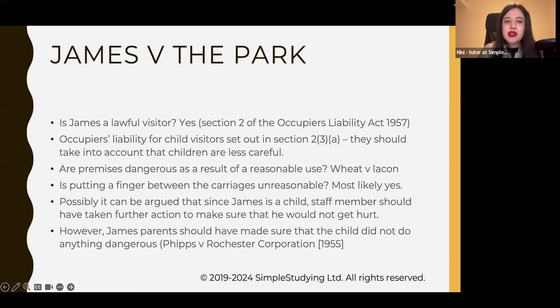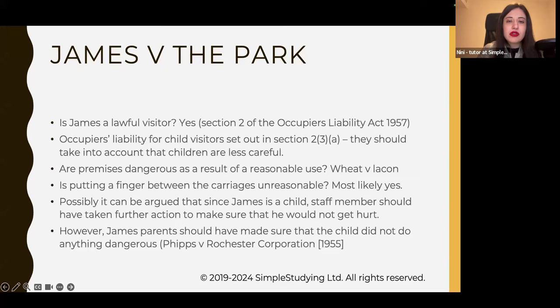In this case, because he's visiting the park and most likely he has a ticket, he's a lawful visitor, he's not a trespasser, and the Occupiers' Liability Act 1957 should be applied.